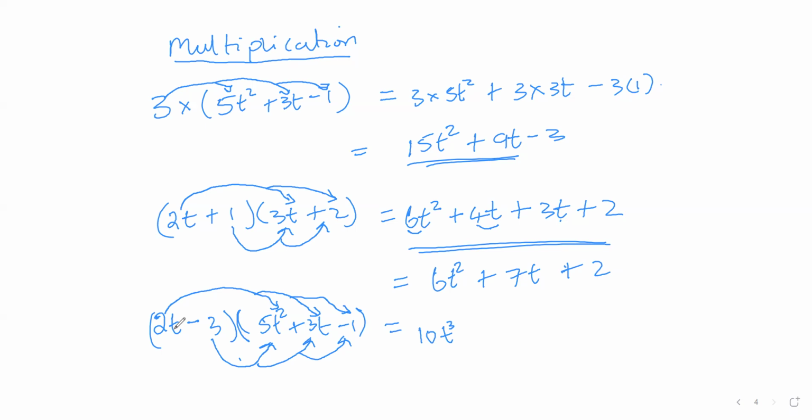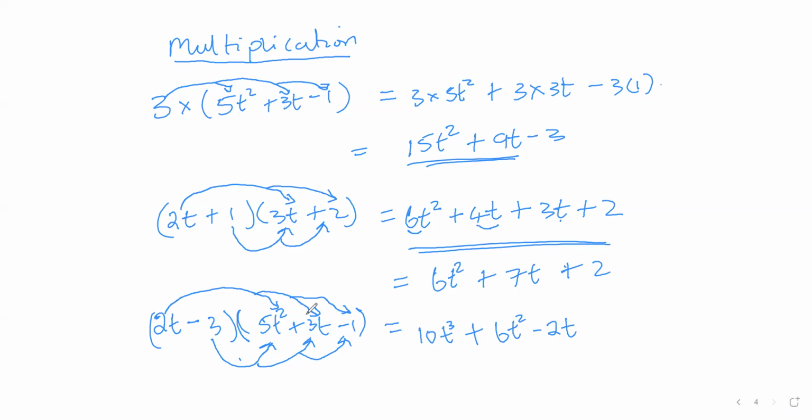Okay, next is 2t times 3t. All right, by the same method I just illustrated, we get 6t squared, right? And then 2t times -1, we get a minus 2t.